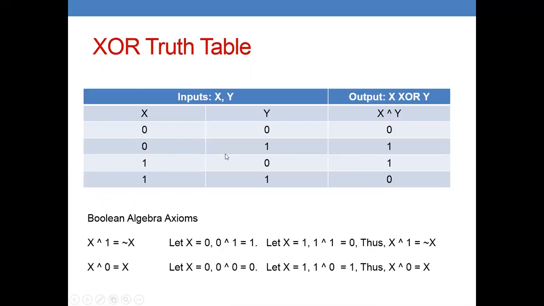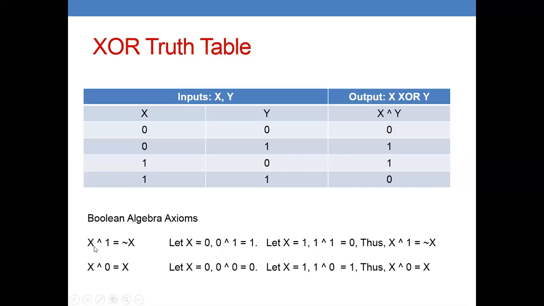Right? So here, X and Y are different. X and Y are different. They produce ones. Here, X and Y are the same, an even number of ones. Well, there's 0 ones. This produces a 0. An even number of ones. 1 exclusively ORed with 1 produces a 0 because there are 2 ones. So the XOR gate is also known as the odd gate, because you always get a value of 1 whenever there are an odd number of ones in the input.